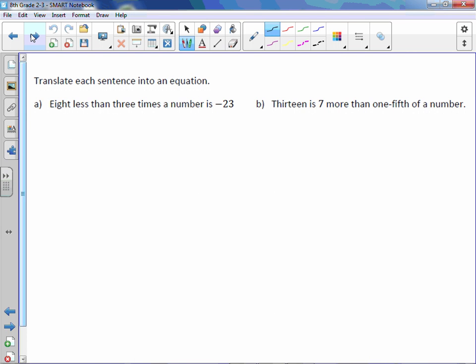Translate each sentence into an equation. 8 less than 3 times a number is negative 23. First of all, those are your words. Okay, your words are right there. We don't have to rewrite them. We then need to define a variable. We'll just use x. Let x equal a number. That's step 2. Now step 3 is to translate that into an algebraic sentence or an equation.